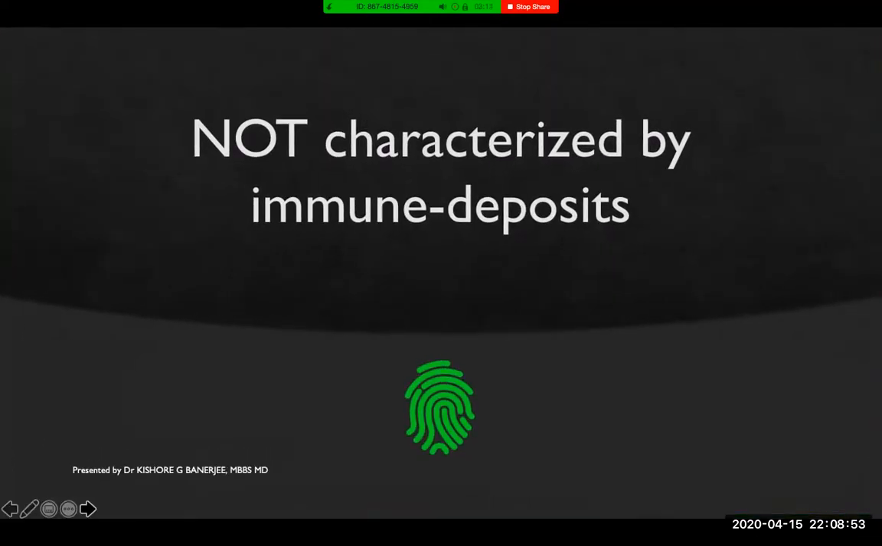The very big concept is that minimal change disease is not characterized by immune deposits. Rather, some circulating permeability factor, particularly some cytokines, is thought to cause damage to the podocyte and also changes in the glomerular basement membrane. This is unlike other causes of nephrotic syndrome, particularly in adults, like membranous nephropathy. Membranous nephropathy is a cause of nephrotic syndrome characterized by immune deposits. But in this condition, we don't see any immune deposits as such.